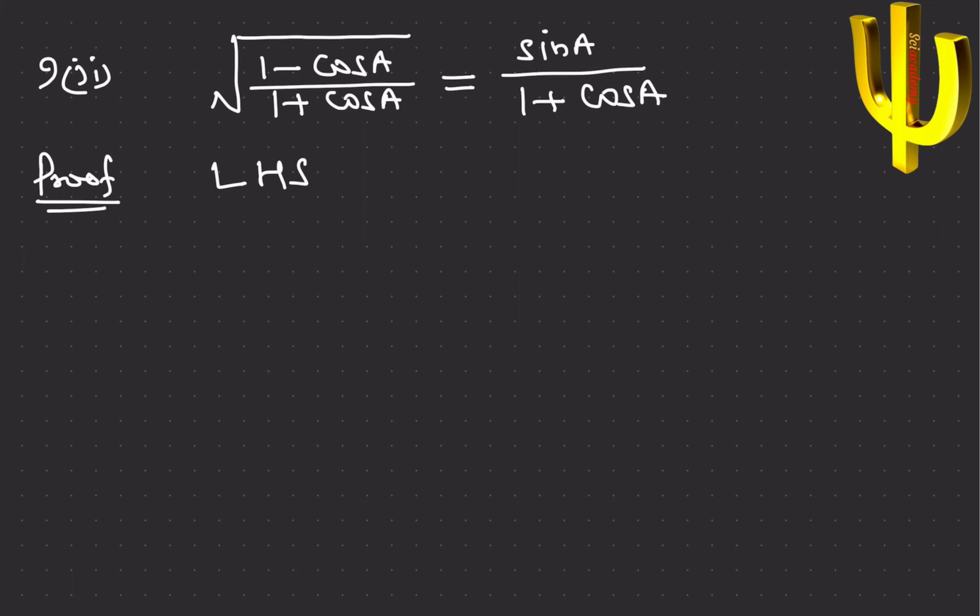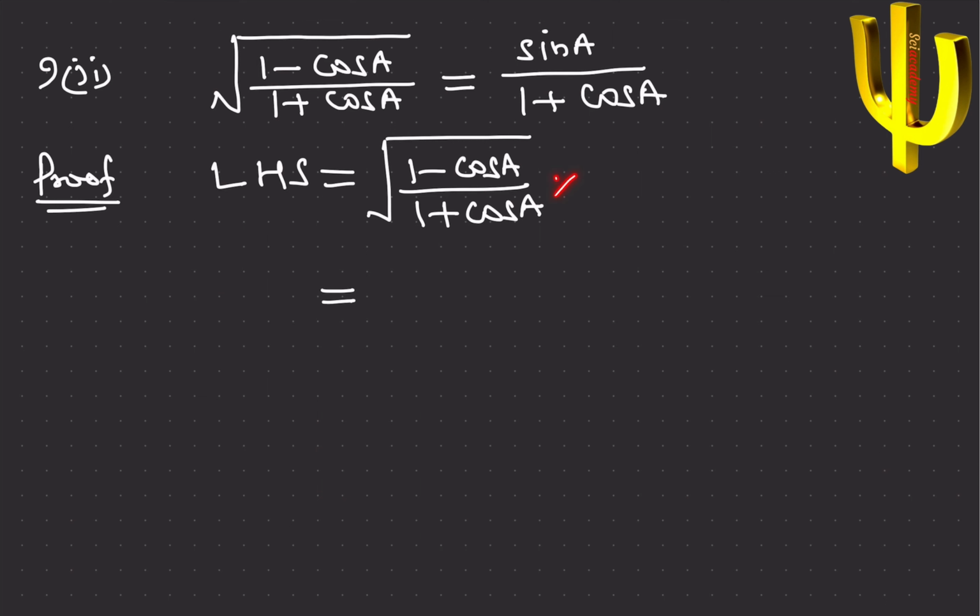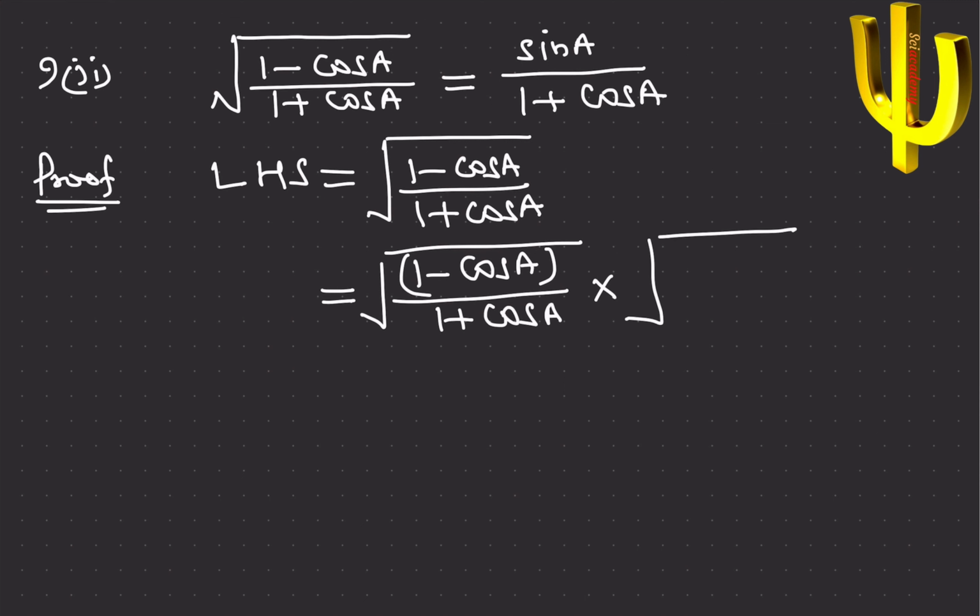Let LHS equals to square root 1 minus cos a divided by 1 plus cos a. So this, after multiplying with the conjugate of the denominator, we want the answer in terms of 1 plus cos a. So we will multiply this with conjugate of this. So here there is a trick. 1 minus cos a divided by 1 plus cos a into 1 plus cos a by 1 plus cos a.